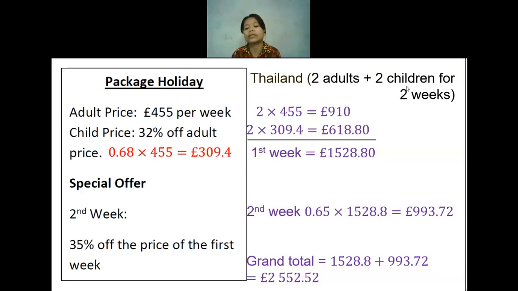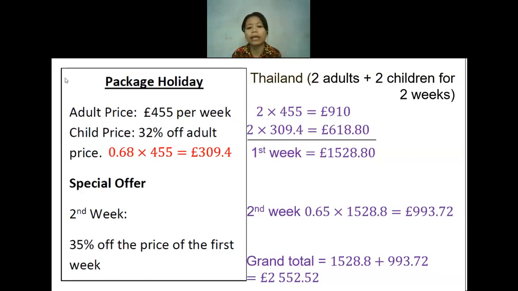And then for the total money that you are going to spend for two adults and two children for 2 weeks, I just need to add the payment for the first week and the second week. So for the total I will get 2552.52 pounds.